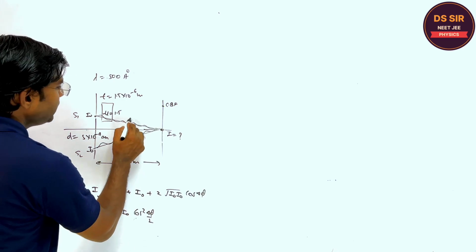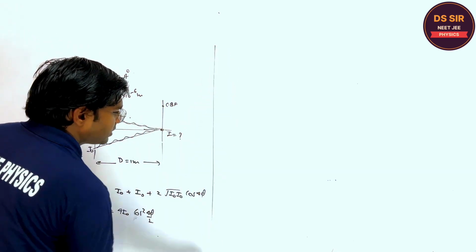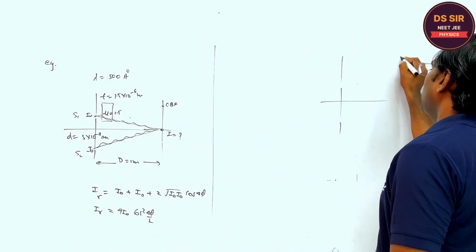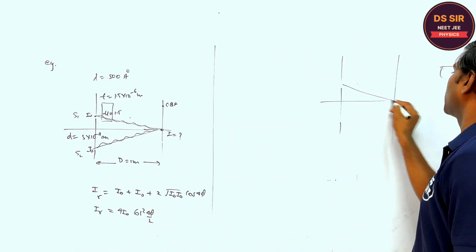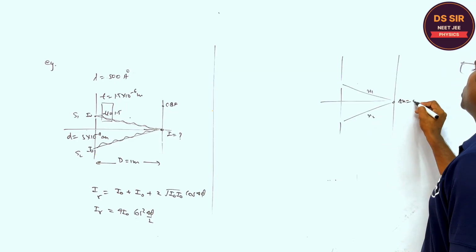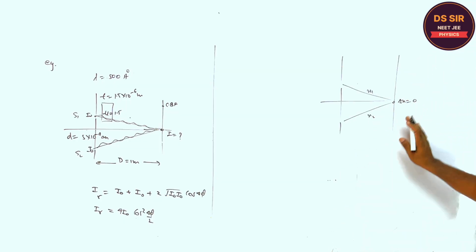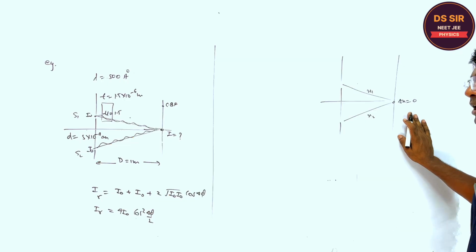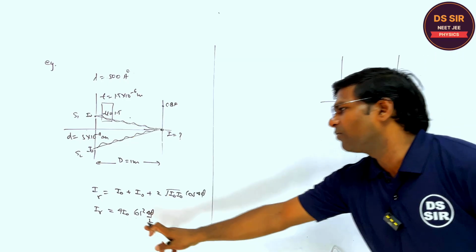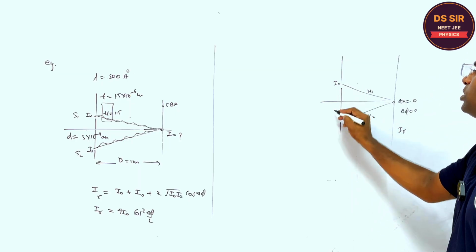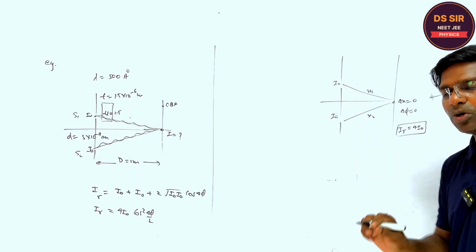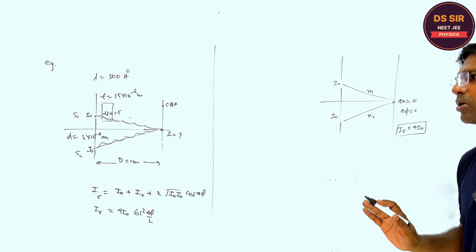So can you find the path difference? Listen one thing, Sanjay. If nothing was there, what was the path difference at the center? Say 0. If the path difference is 0, the phase difference is 0, and the resultant intensity was the maximum, equal to 4 I0. Is it clear or not?